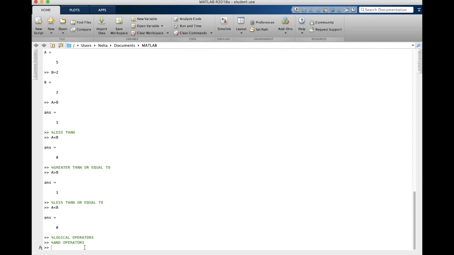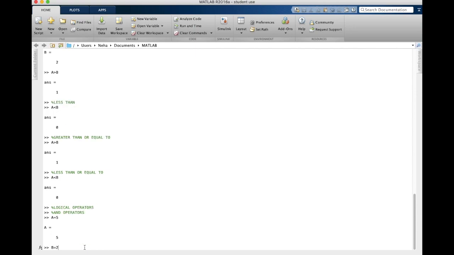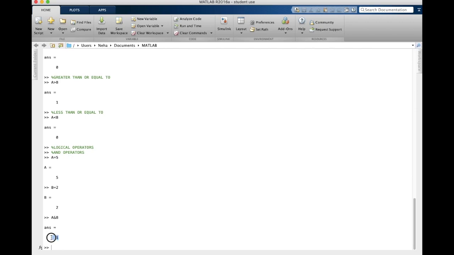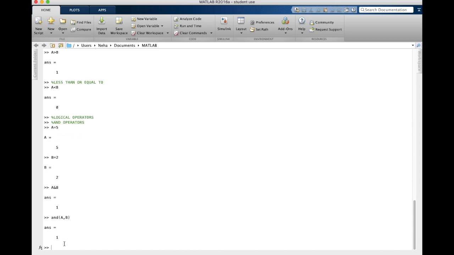So if I do this with two values, again, a equals 5 and b equals 2, and I put a and b, what that does is give me 1. MATLAB is asking itself, are both a and b non-zero values? And they are. So we get a 1, which means that statement is true. We could write it like this as well, so we have and a comma b, and we also get a 1.